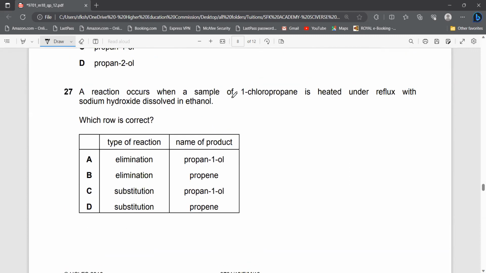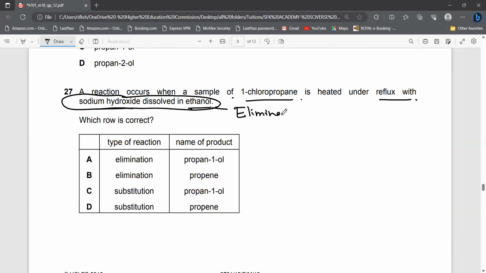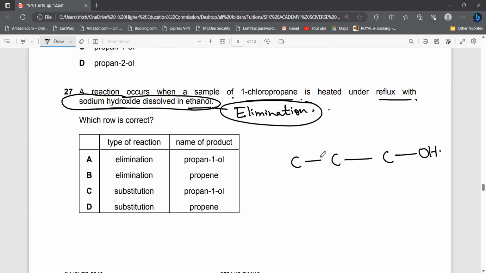27. A reaction occurs when a sample of 1-chloropropane is heated under reflux with sodium hydroxide dissolved in ethanol. Now remember one thing, this is ethanolic sodium hydroxide. This must be an elimination reaction, because for nucleophilic substitution with sodium hydroxide to occur, you need aqueous sodium hydroxide instead, not ethanolic sodium hydroxide. Now this is 1-chloropropane. Let's draw it out. 1, 2, and 3. And then you have an OH group right here. Now this is an elimination type of reaction.